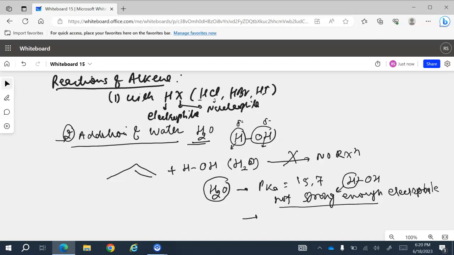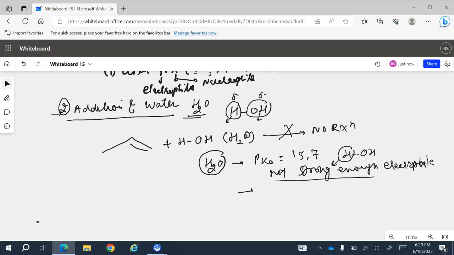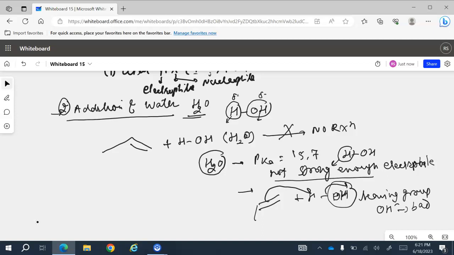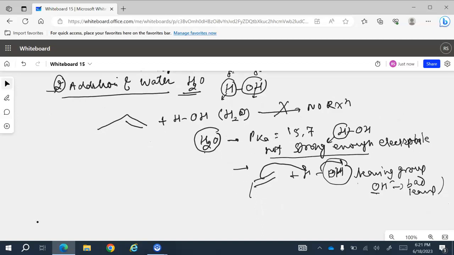The second explanation is that if this double bond picks up the hydrogen from OH, then OH will have to leave as the leaving group. But as we know, OH minus is a very bad leaving group, or you can say a poor leaving group. That is why OH cannot leave as OH minus. Because of these two reasons, water is not a good electrophile nucleophile combination to add across the double bond.